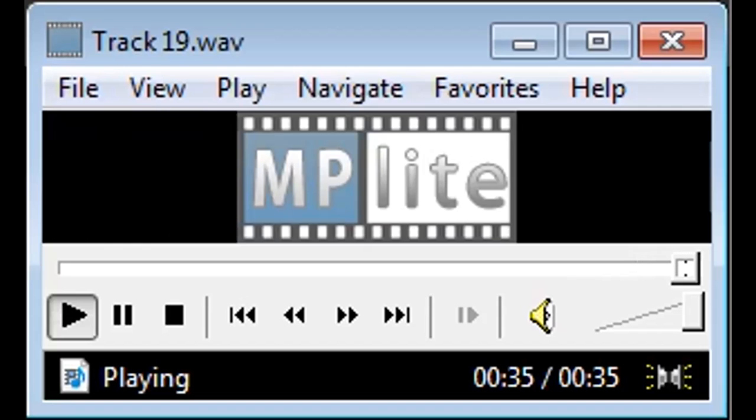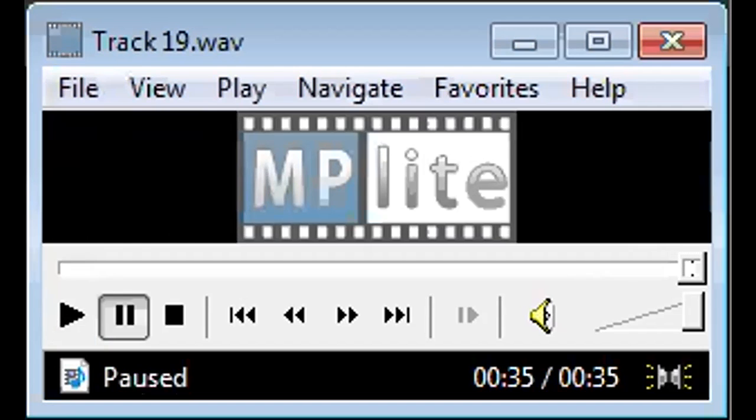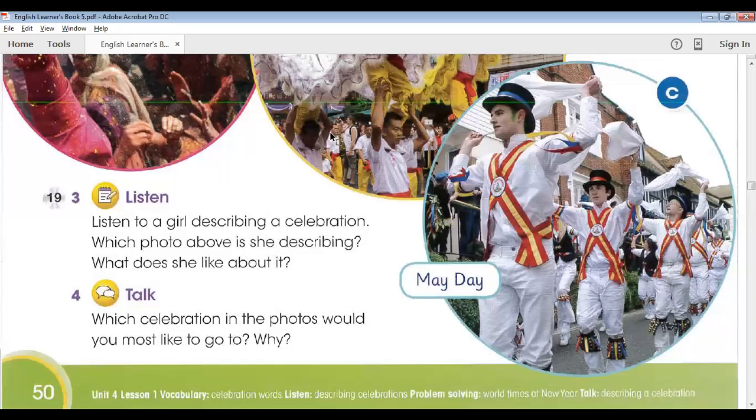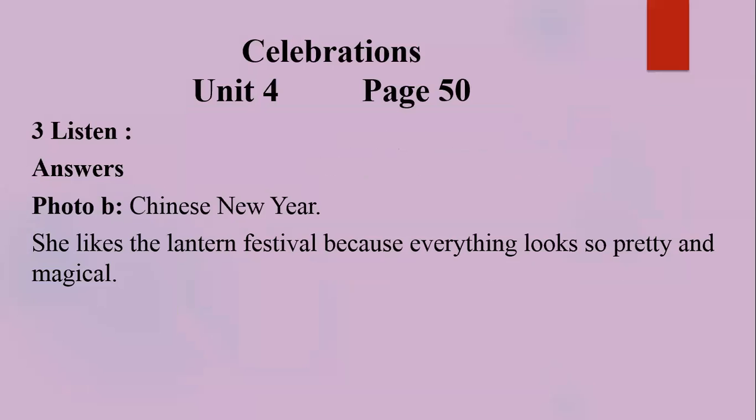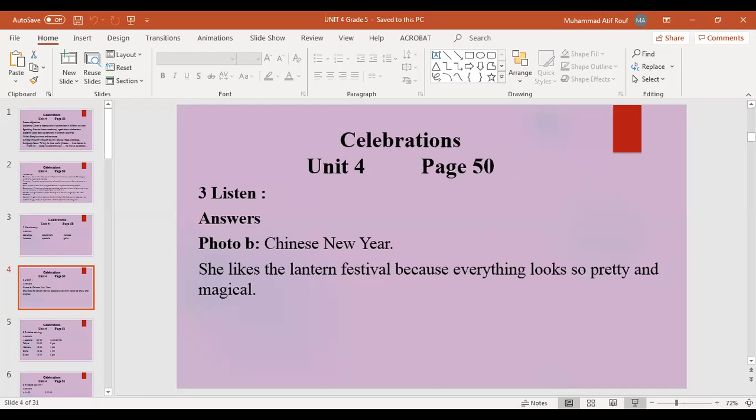After that, I asked the students to guess the celebration event, and they shared their answers, and then we tallied our answers. Chinese New Year, and she likes the Lantern Festival because everything looks so pretty and magical. This is the reason why she liked this event.